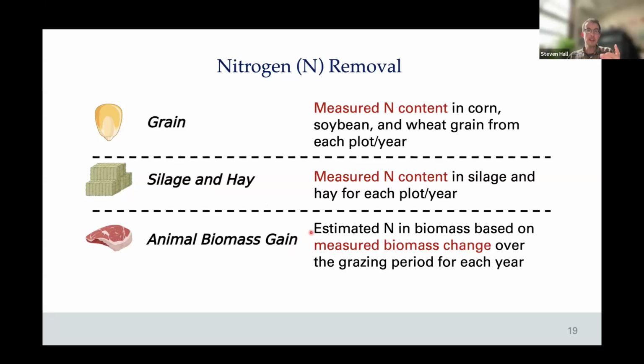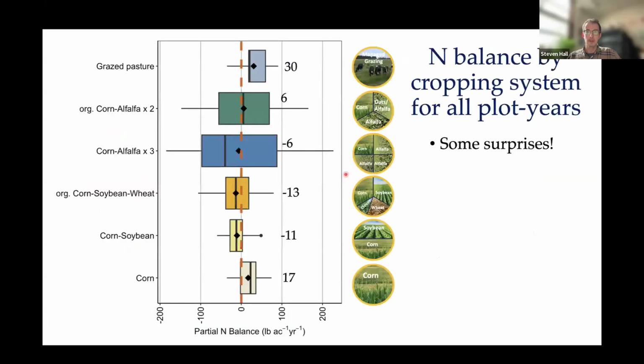And so we can use these measurements to fairly rigorously constrain the nitrogen removal from these cropping systems over time. Okay, so now I'll jump into the data here. I'll walk you through this figure. What this is showing is the partial nitrogen balance for all of these cropping systems at Wixt over the 34 years. This x-axis is showing you the partial nitrogen balance.